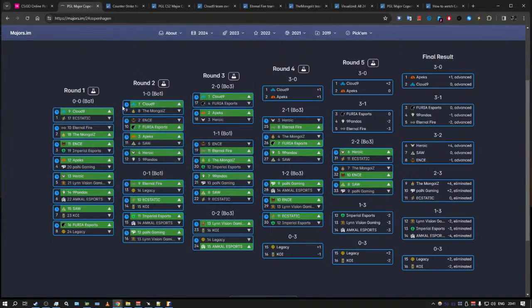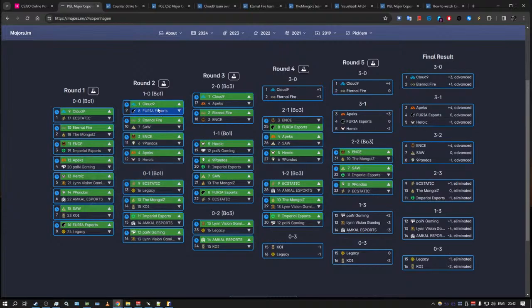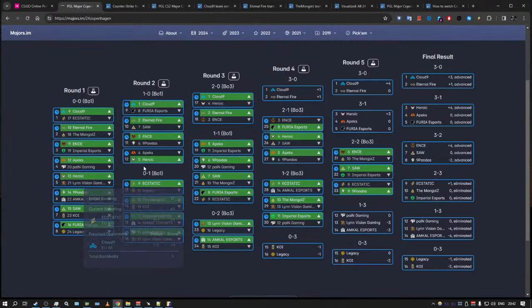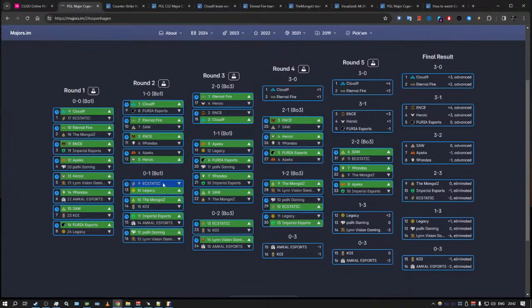Cloud9, you see, Cloud9 has a very easy road essentially if they don't fuck up. They actually have a relatively easy one again. That's me presuming that Mongols will beat Eternal Fire. If not, Cloud9 will play Furia on the same day, and that might be a completely different game. But then again, it's a best of one. If you get your shit together, then you need to beat Ecstatic, essentially Furia, and then somebody like Apex, for example, or somebody like Heroic. Not something extraordinarily impossible. Not at all.